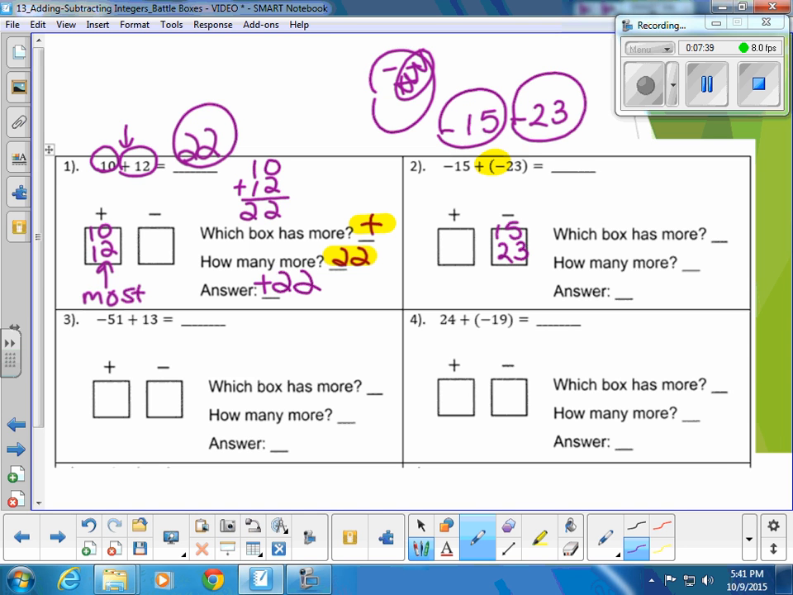So obviously, which one has the most? The negative box has the most. How much does it have? We got to add those together because they're in the same box. They have 38. So my answer is -38.